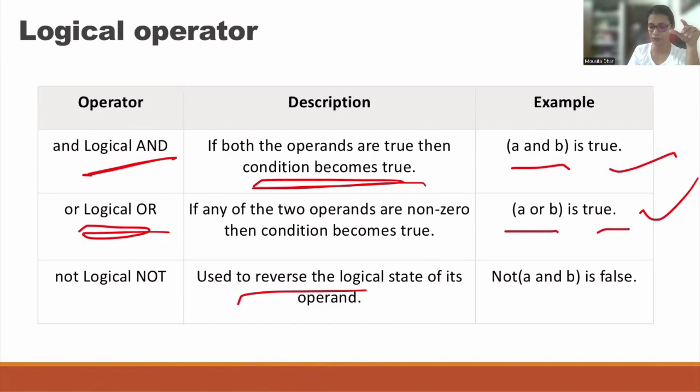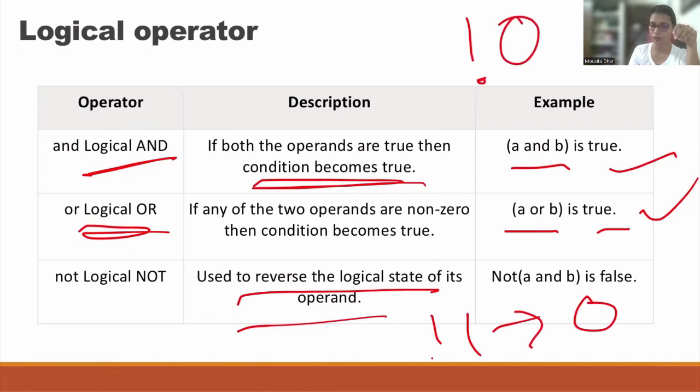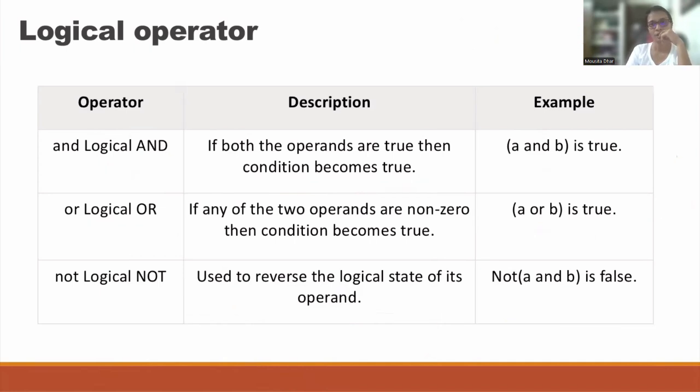Not is used to reverse the logical state of the operand. For example, not 1 is equal to 0. Not 0 will be 1. Just opposite. Right? These are the logical operators. Next.